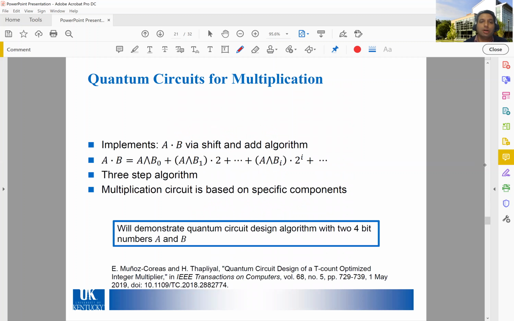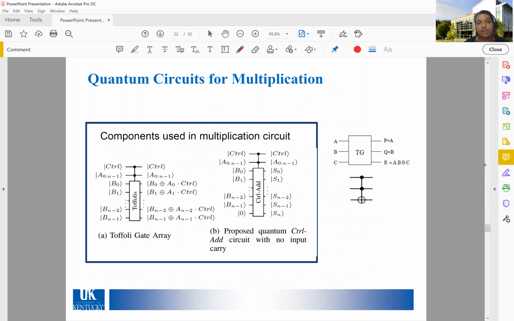So by using this block, you can perform multiplication. This is an example of the quantum circuit for multiplication. You can see more details in one of these papers. It's a three-step algorithm. The two building blocks for the quantum circuit for multiplication are an array of Toffoli gates and a controlled addition operation. We discussed the Toffoli gate already, and this is the illustrative example. These are bigger Toffoli gates, Toffoli gates of a large size that you can place.